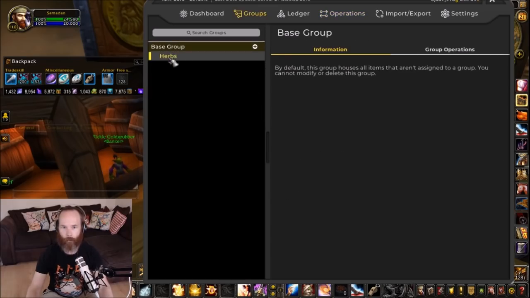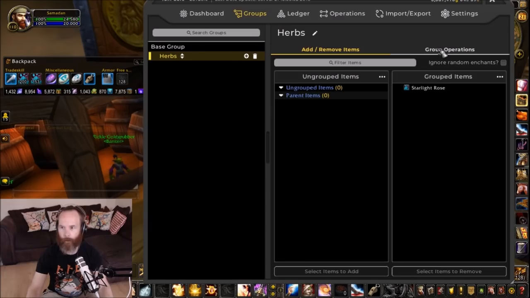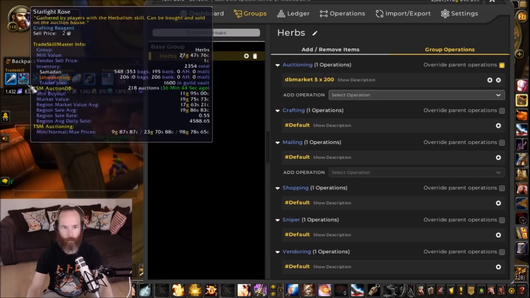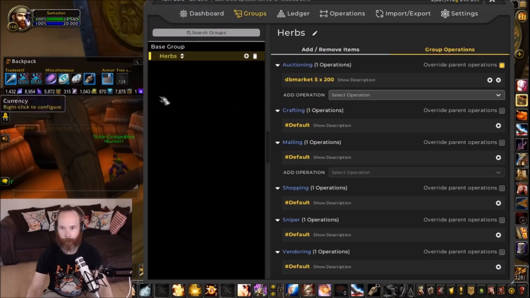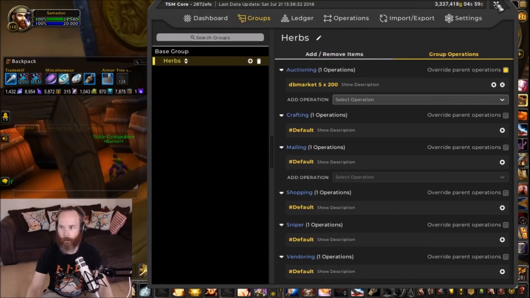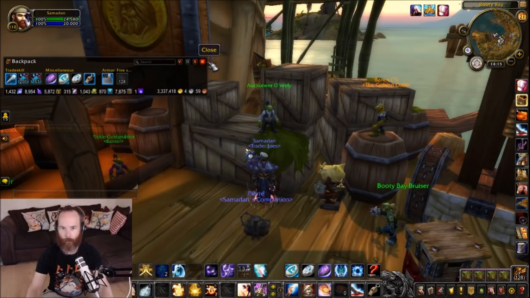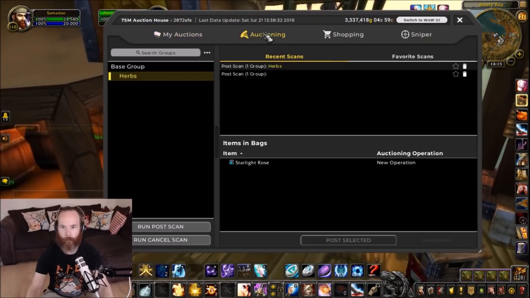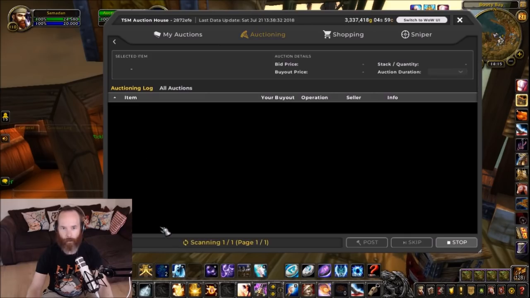So back in our group, we look at the herbs. The group operation is now DB Market 5 times 200. And we know from hovering over the tooltip what the min, normal and max price is. So when you close this down and go back to the auction house, now in my auctioning tab I've got the herbs selected here. I run a post scan on just the herbs.